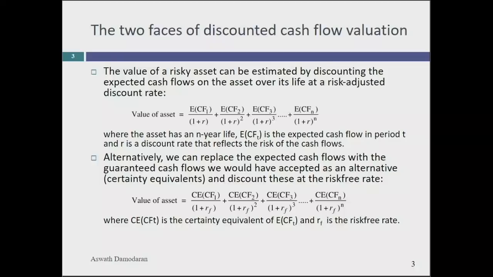The reason it's so difficult to do is going from expected to certainty equivalent. It's not just about you or I and what we'd accept. It's what investors collectively would accept. There's a way to do it. When I get to adjusting discount rates for risk, I'll show you the way and it'll give you equivalent answers. So people who think it's simpler are missing the point.